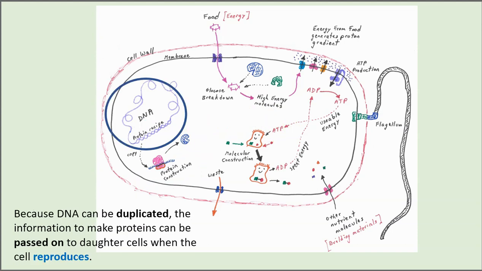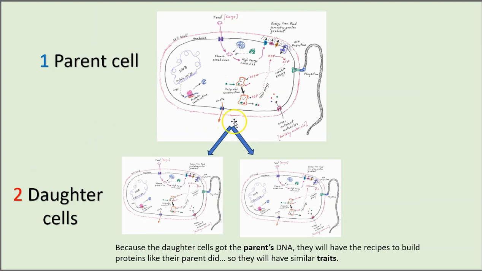Because DNA can be duplicated, the information to make proteins can be passed on to daughter cells when the cell reproduces. So here we have the parent cell, and because this DNA molecule can be duplicated, when the cell divides into 2 daughters, each daughter cell will get a full set of recipes to build all the proteins needed to keep the cell alive. Now, if the duplication of DNA is faithful and there are no mistakes, then the daughters are going to be identical to each other and to the parent.